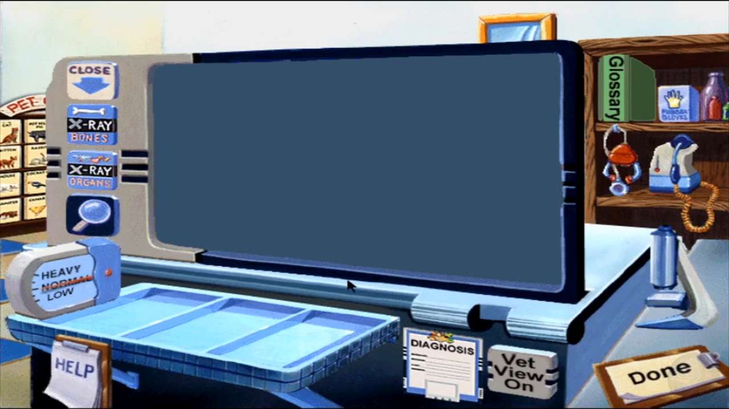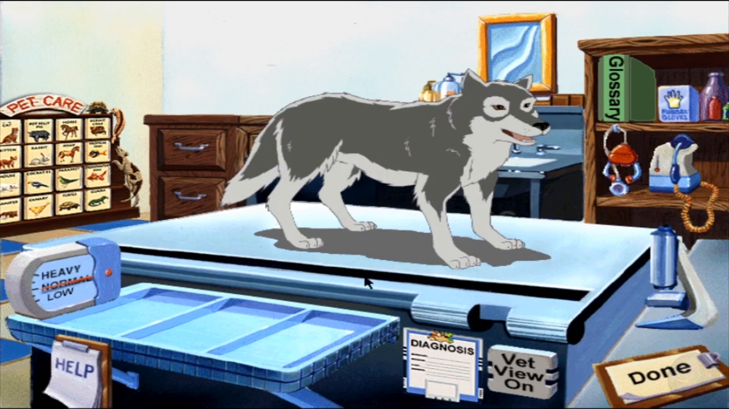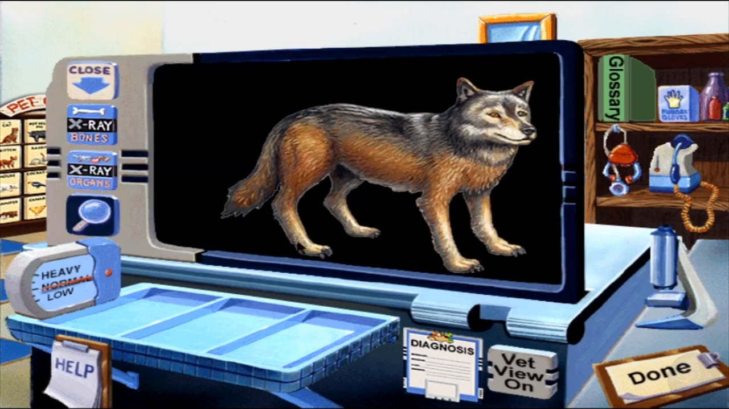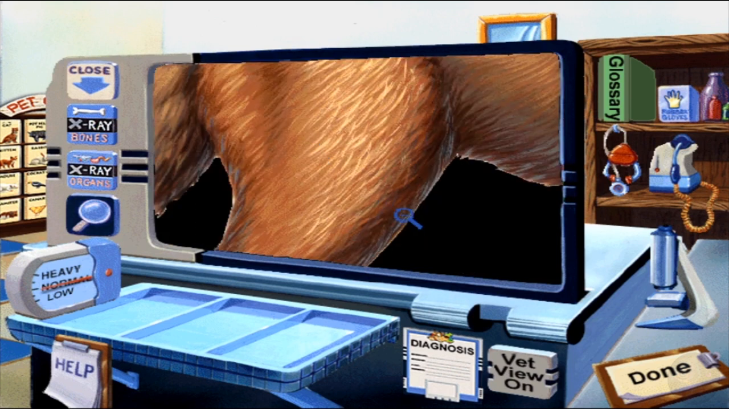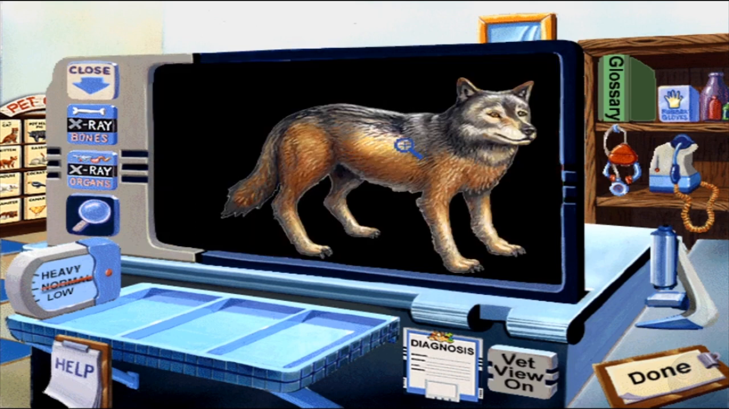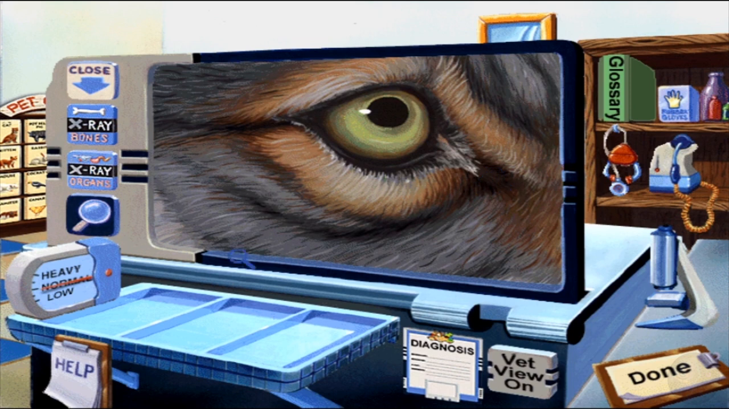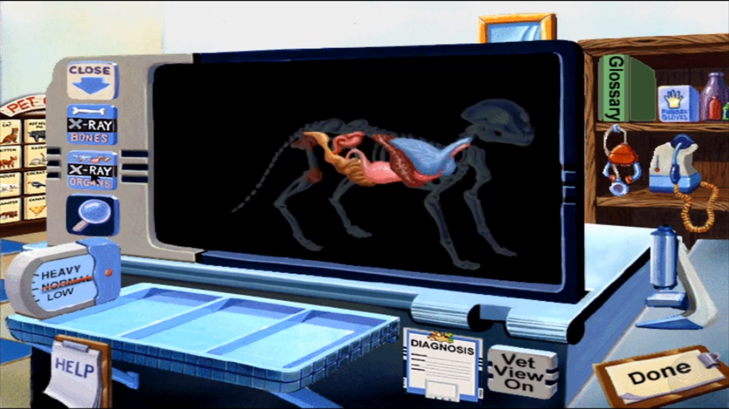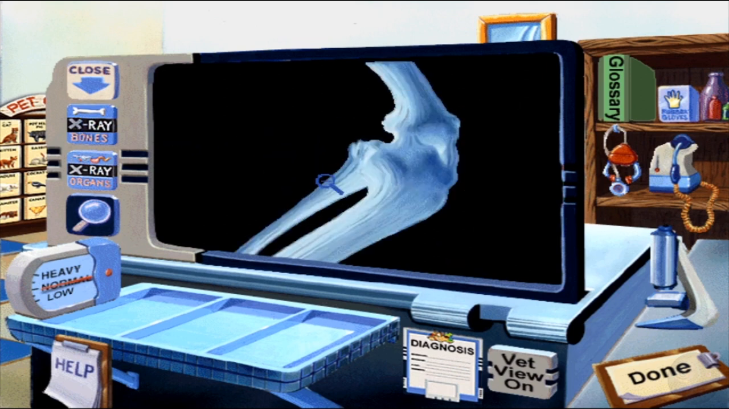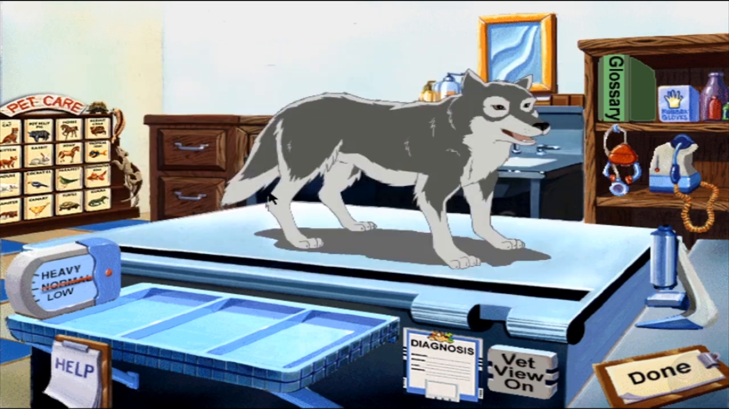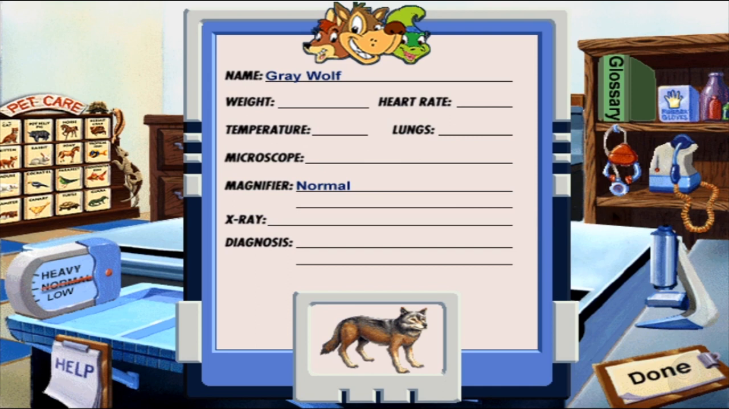Oh, you've brought an animal in for examination. Everything looks healthy here. I don't see any problems here. These bone ends don't look healthy. Normal. Unhealthy bone ends.